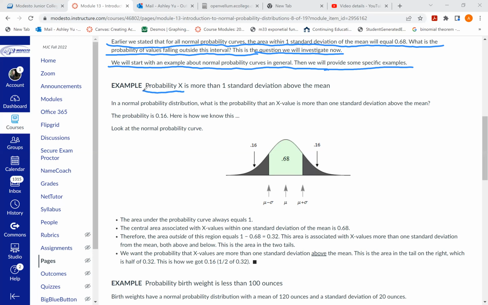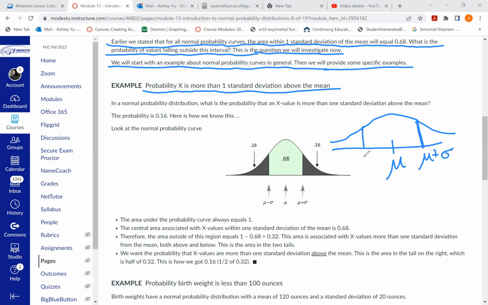In this example, we want the probability that X is more than one standard deviation above the mean. This is mu, the mean, in the middle. Mu plus sigma, the mean plus the standard deviation, is the cutoff point here. Mu minus sigma is the cutoff point here. This area we know is 0.68.